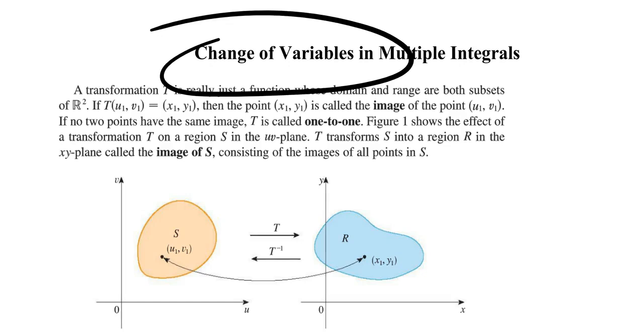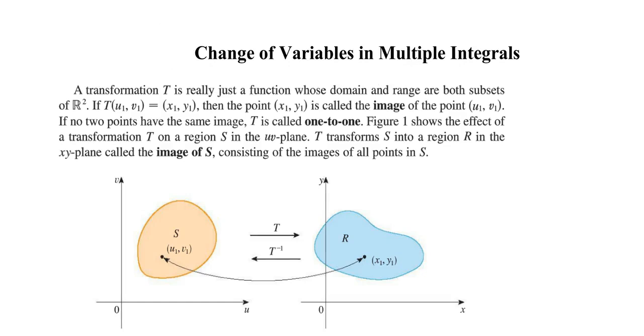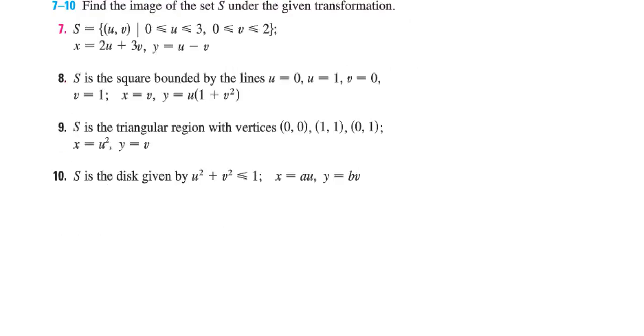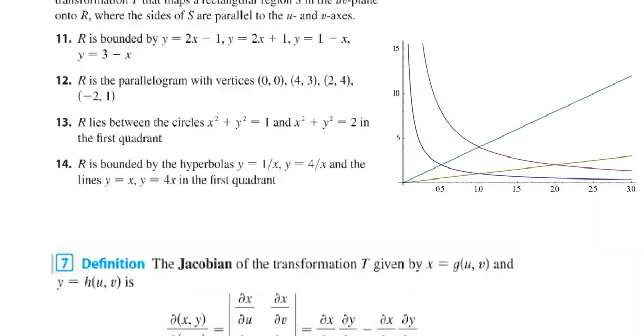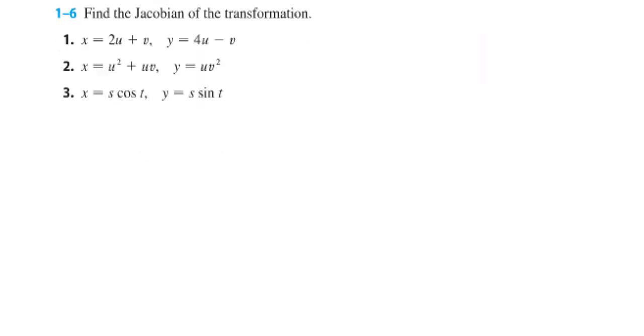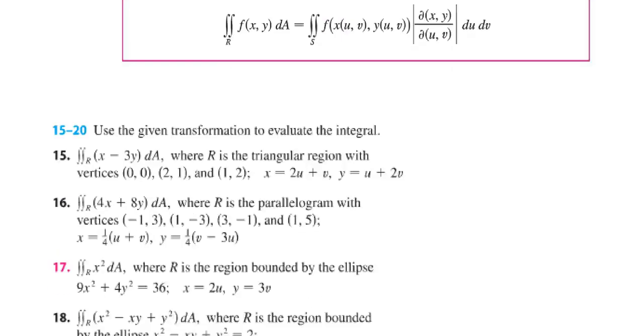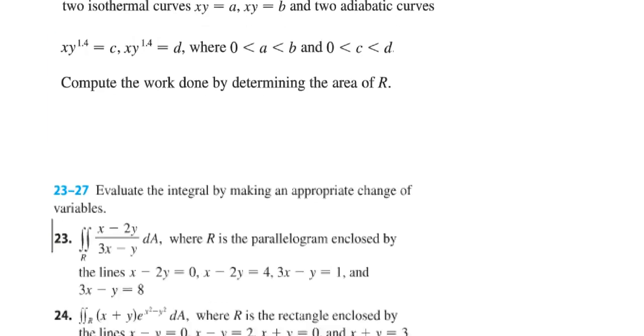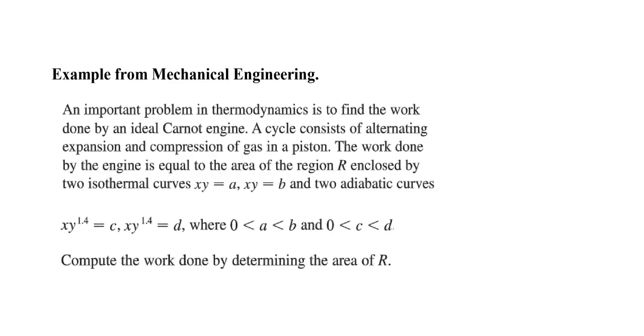So what we're going to look at is change of variables of multiple integrals. This is section 15.9 in the book. The idea here is to make something that's very complicated to integrate over into something that's very simple to integrate over. So I'm going to look at a really good example of this in real life of the Carnot engine.